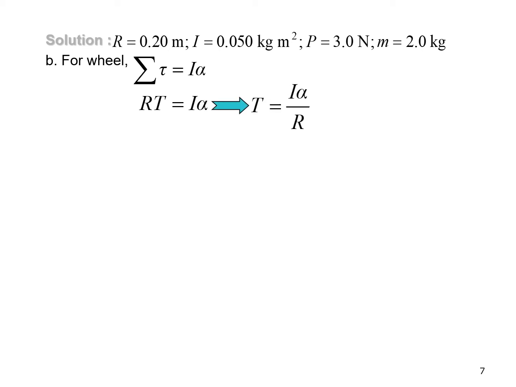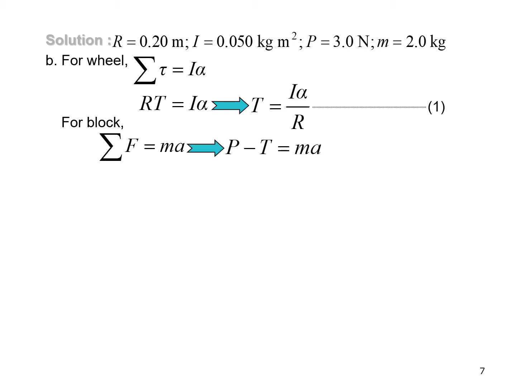Then rearrange in terms of T, which will be equivalent to I times angular acceleration over R. We end up with equation 1. And then for the block, the net force will be equivalent to ma, since the block is moving with acceleration a. Therefore the net force will be P minus T. We follow the direction of acceleration, so P is positive and T is negative, which will be equivalent to ma. We end up with equation 2.